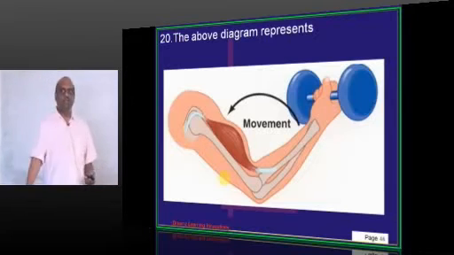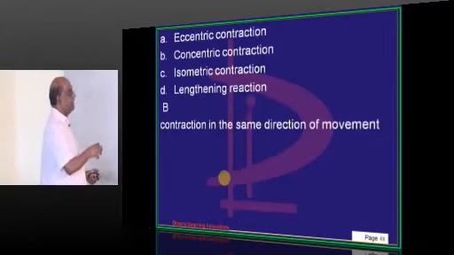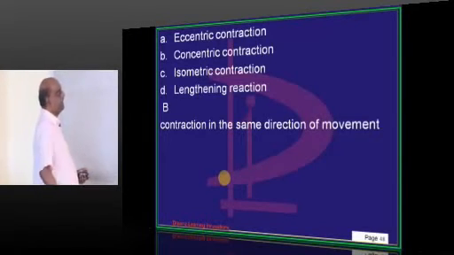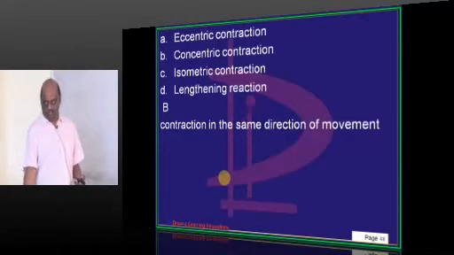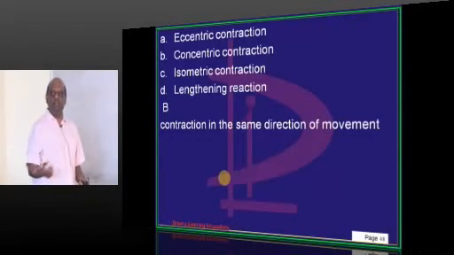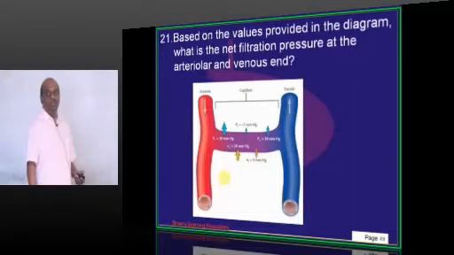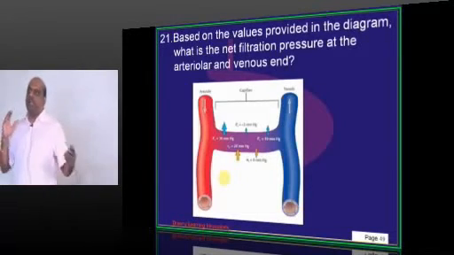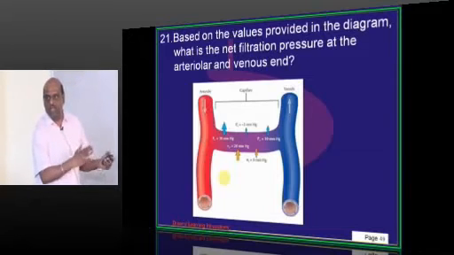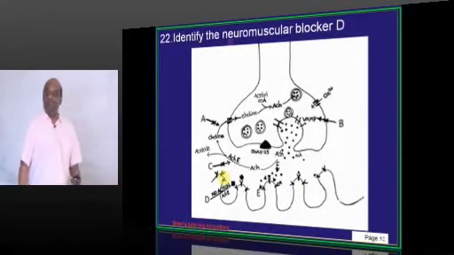Now, what is this called? Basically, whenever the contraction of the muscle and the movement are happening in the same direction, it is called concentric contraction. The muscle is contracting in the same direction as the movement is happening. Now, what are the typical forces that are moving the molecules across the arterial and venous side? They are called the Starling forces.